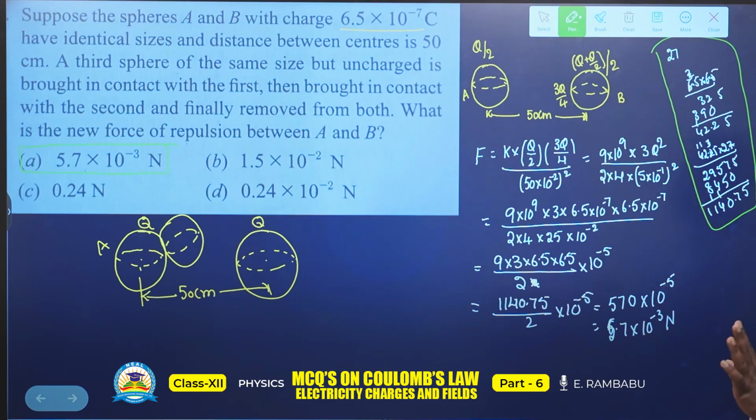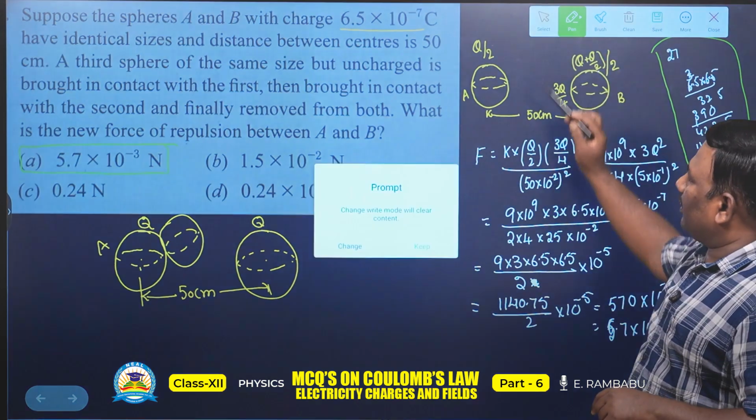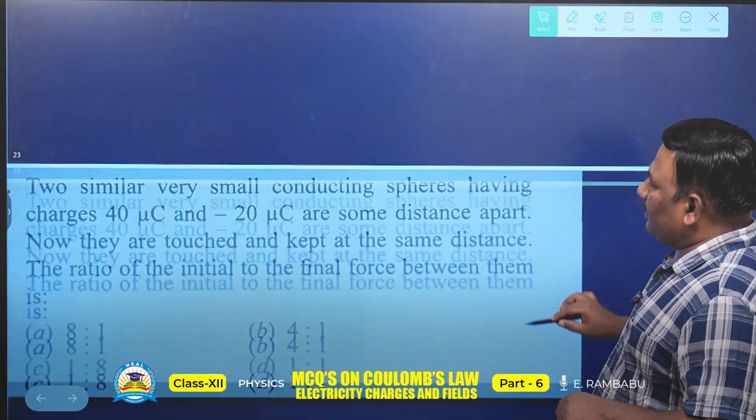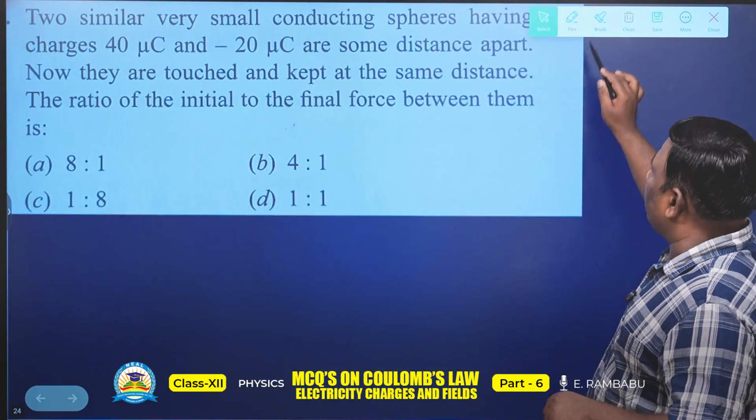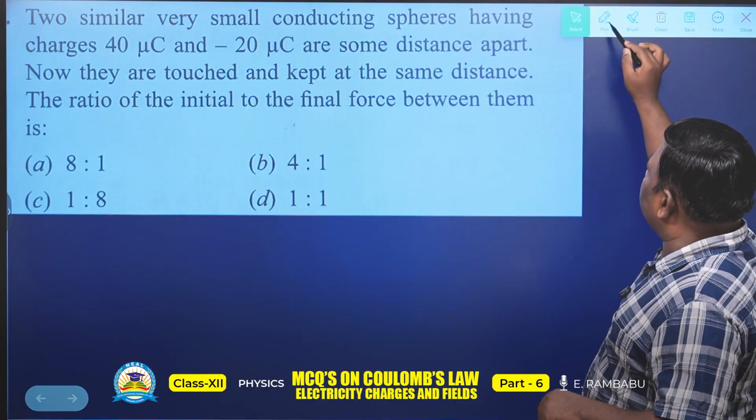Fast multiplication will give the quick answer. Very important model, so try to understand. And one more question, see this next one. This is also one of the important concepts.